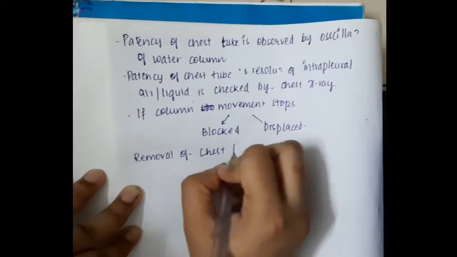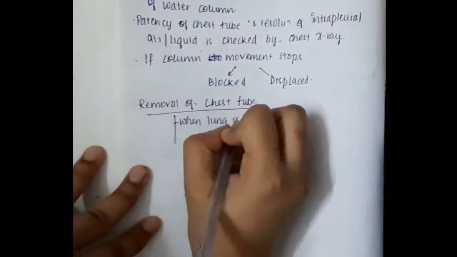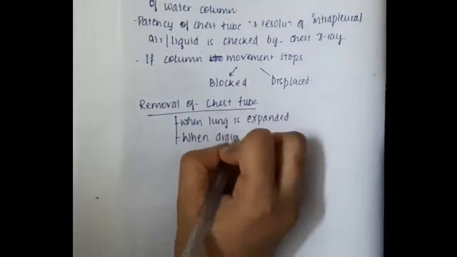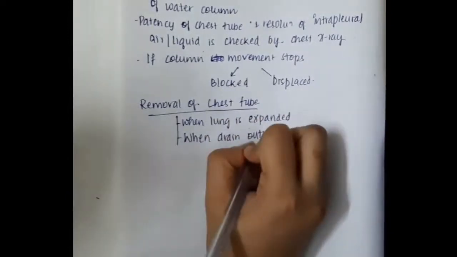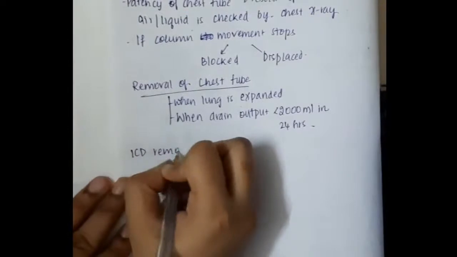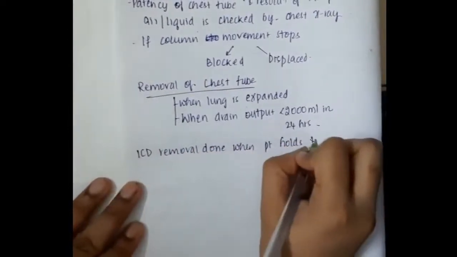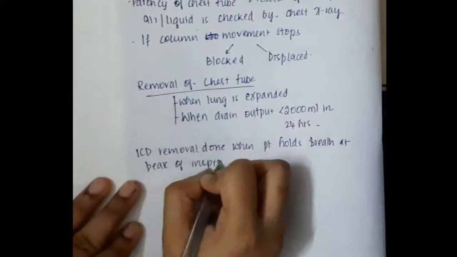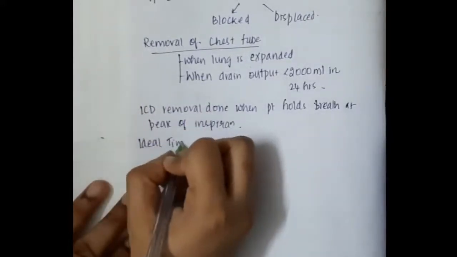Now, what are the indications for removal of the chest tube? One, if the lung has been expanded, that means if improvement of symptoms is seen, then you can remove the chest tube. Second, when the drain output is less than 200 ml in 24 hours, then we can remove the chest tube. This removal of the ICD tube is done when the patient holds the breath at the peak of inspiration.